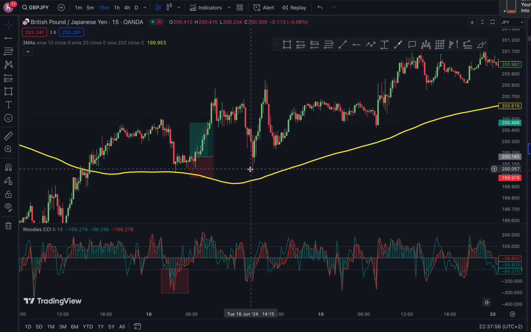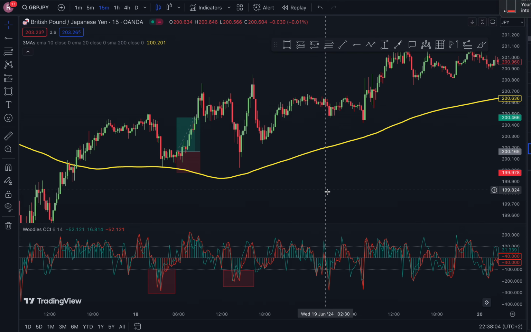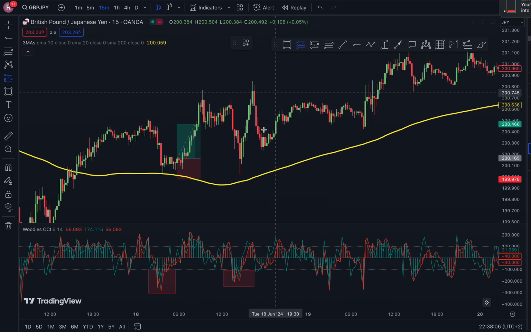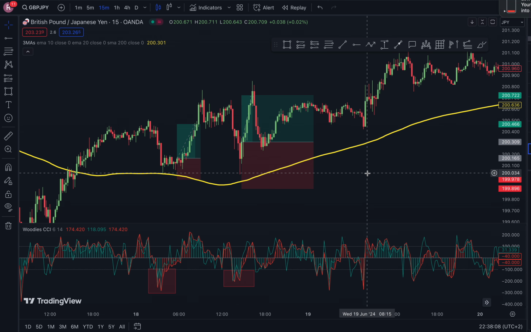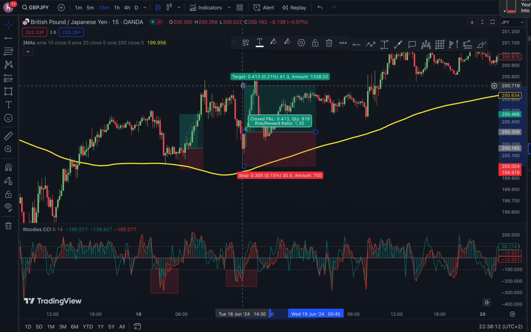All right, now we have another breakthrough here. Price has broken through our negative 100, showing us price is oversold. Have a nice engulfing candle here. Stop loss underneath these lows. That was a nice trade.